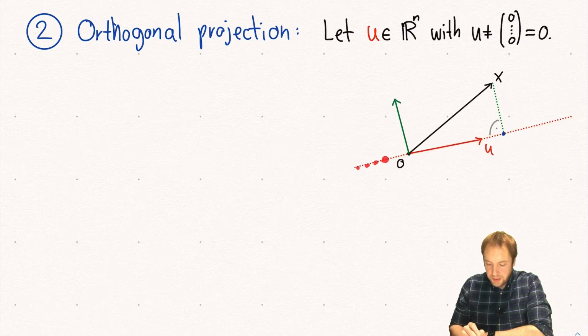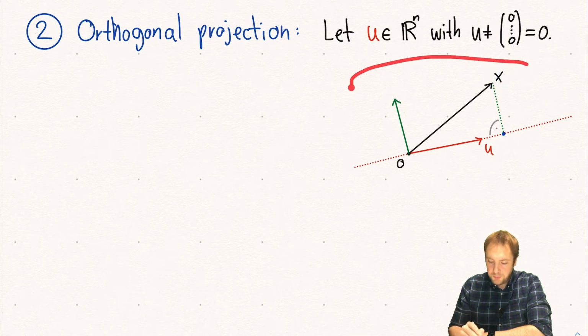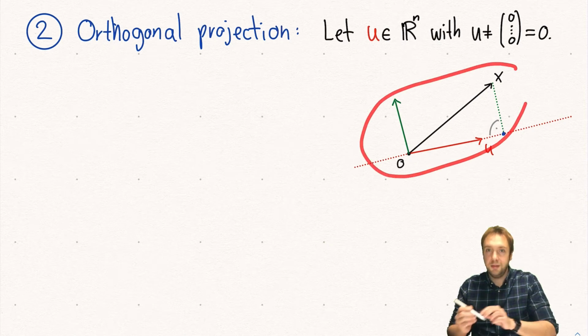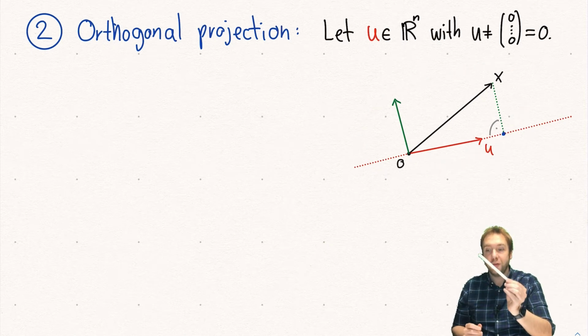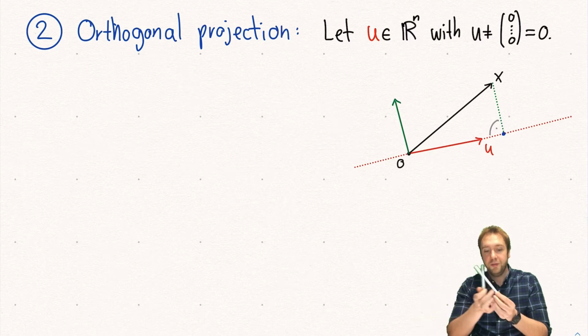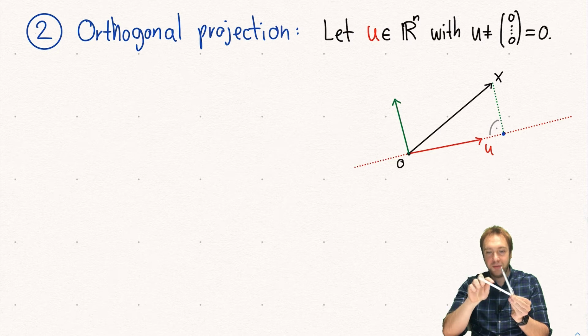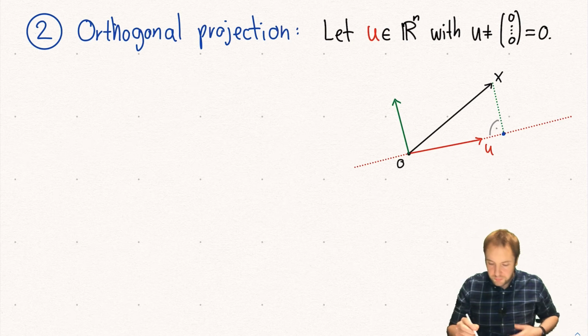So this red line here are all points which are on the direction of u, so these are all multiples of u. And we want to project a vector x onto this line. Even though this picture here is in R2, this also makes sense in Rn. So if I have a vector u and I have another vector x, then I want to project this vector x onto this point here on the line of u.